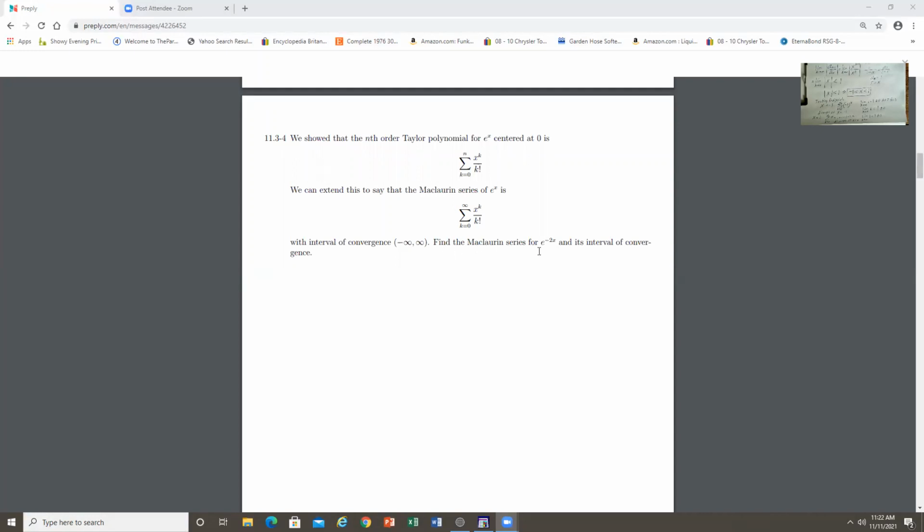Find the Maclaurin series for e to the negative 2x power and its interval of convergence. All right, so this is an interesting problem here. So therefore, we know that e to the x is equal to the Maclaurin series, k goes from 0 to infinity, of x to the k power over k factorial. So we know this right here, okay?